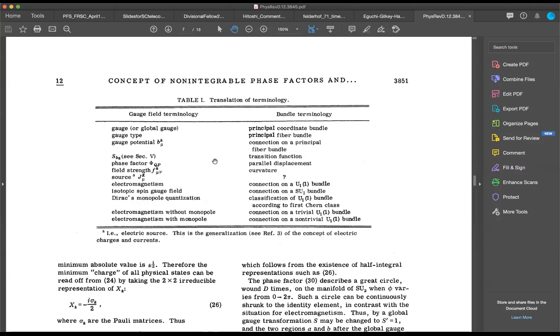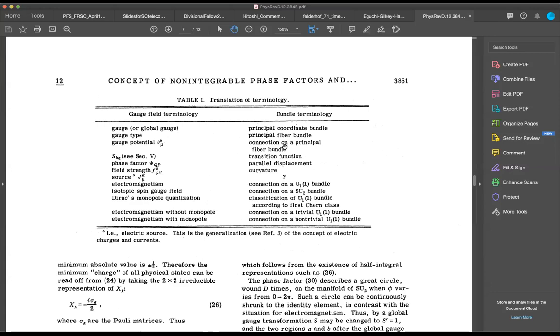So back to that paper by Wu and Yang. So that is talked about here. Connection on the principal fiber bundle. And here it says gauge potential. And I think this is sort of the old name. So these days we probably call that gauge field instead of gauge potential. But anyway, so you know what I'm talking about. So A_mu field in our case is what corresponds to the connection on a principal fiber bundle.